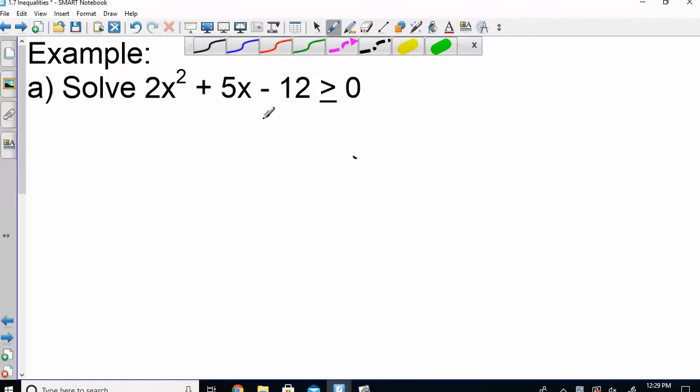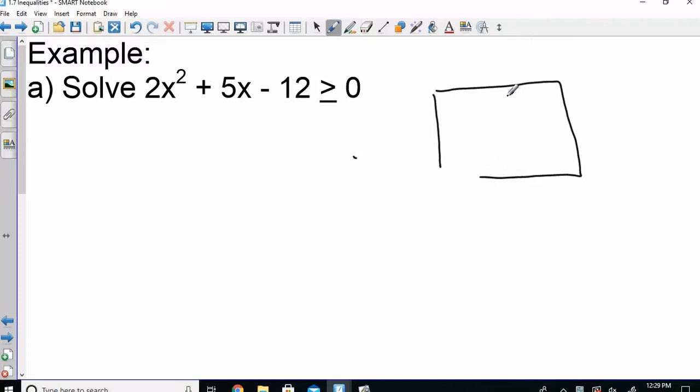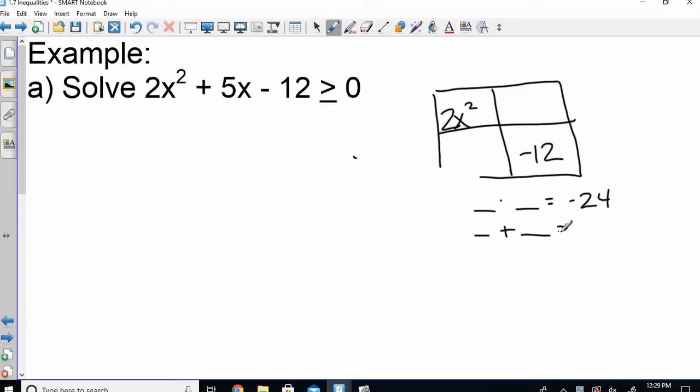If it's quadratic, we have to get it equal to 0, and then we need to factor. So this would be a box method problem. If we multiply 2 times negative 12, so multiply to negative 24, and add to positive 5, what would that be? Okay, so then we factor. So we have 2x minus 3 and x plus 4.